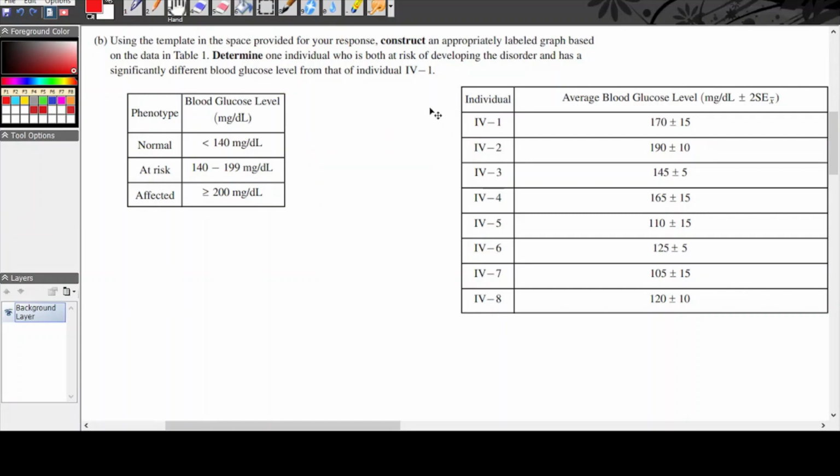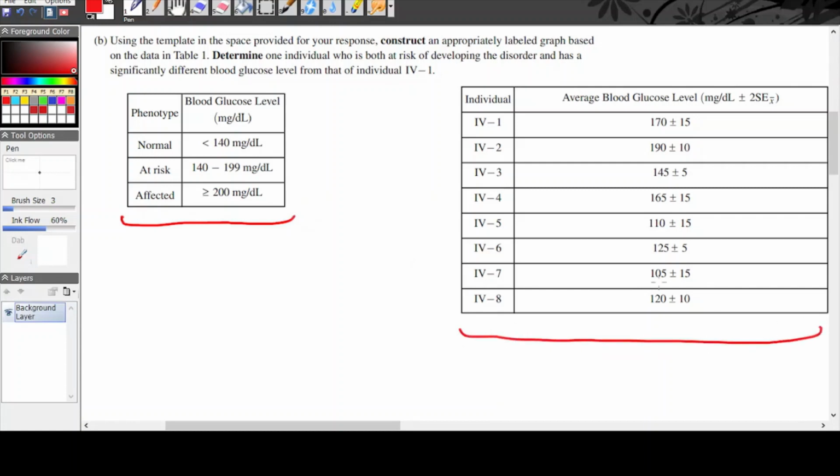Moving on to the second part. Using the template in the space provided for your response, construct an appropriately labeled graph based on the data in Table 1. Determine one individual who is both at risk of developing the disorder and has a significantly different blood glucose level from that of individual 4-1. So we have to use the two tables given in the question, which are this one and this one, of which one tells us about the average blood glucose level of each individual of the fourth generation, and the other one tells us the phenotypic classification of the blood glucose level.